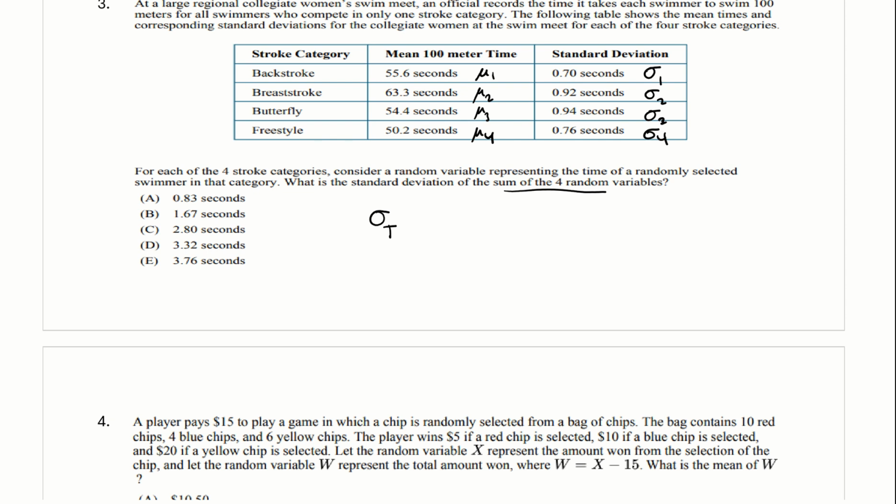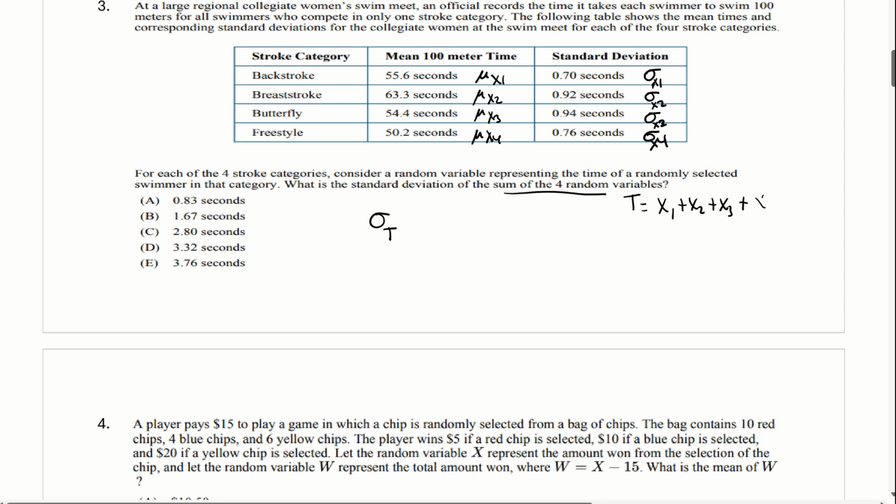Let's call T the total of the times, right? So we'll say T is X1 plus X2 plus X3 plus X4. I guess I should have called this mu X1, not mu1. Sorry about that. Mu X1, because you need a variable, right? So mu X2, mu X3, mu X4, sigma X1, X2, X3, and X4. Okay, so, and then, so let's put X4 here.